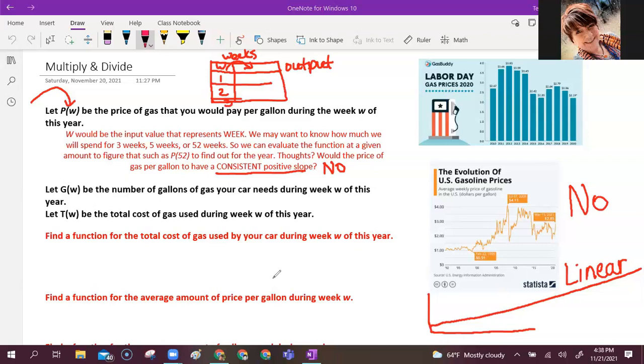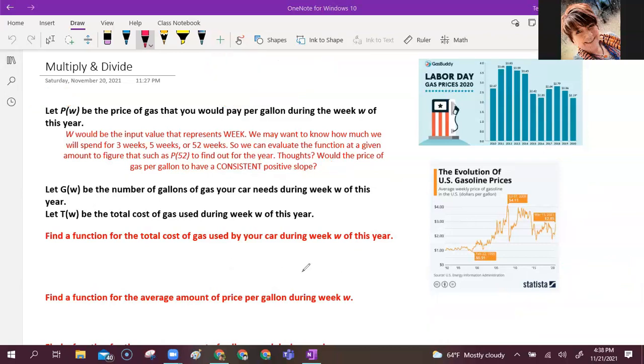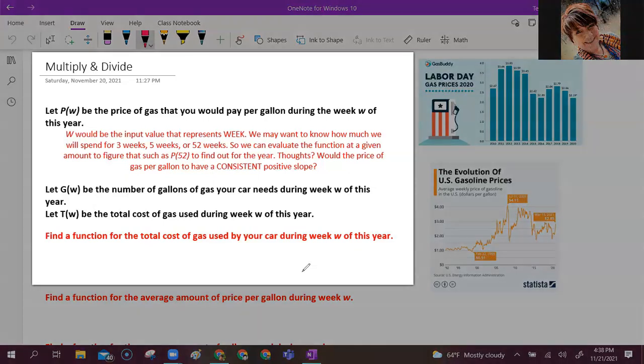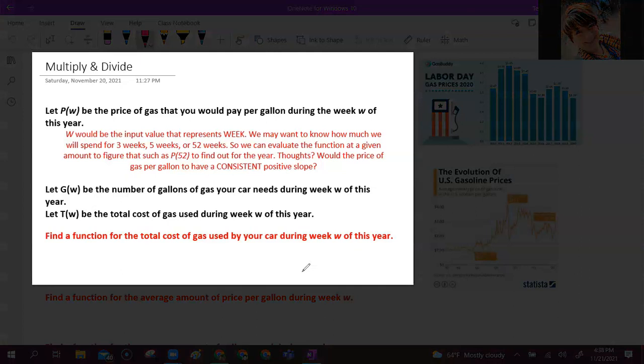All right, let's head back to multiplication and division. Okay, so we know what P of W is. P of W is the price per gallon that you're going to be paying during some week. I'm going to add some extra functions into the mix. I'm going to let G of W be the number of gallons that your car is going to need. We know how much it costs, but we don't know how much you're driving. Let T of W be the total cost of gas during the week.